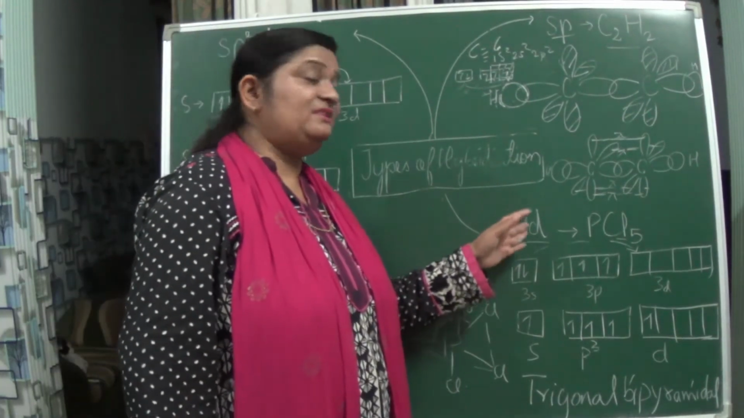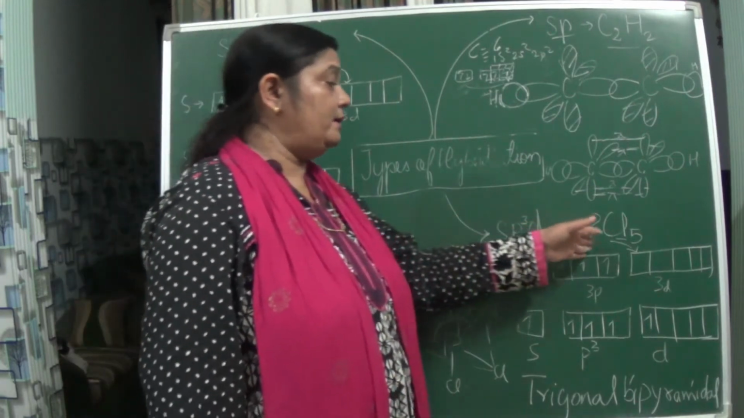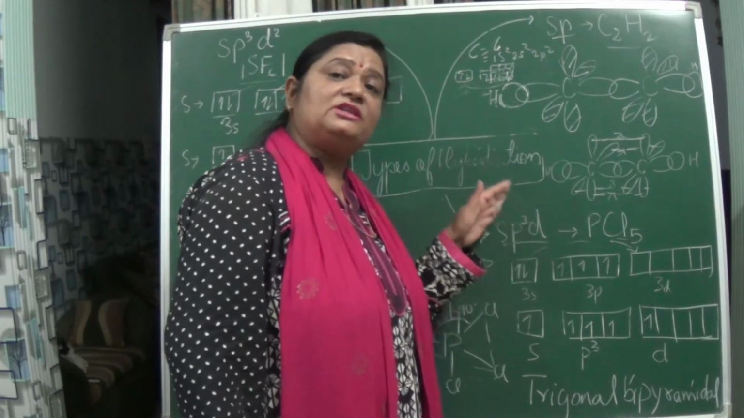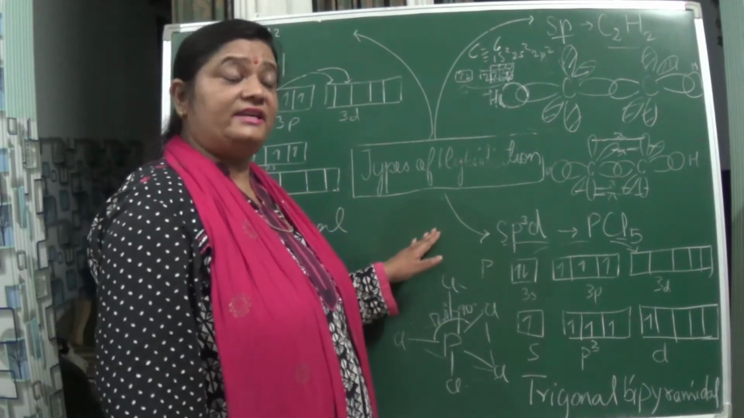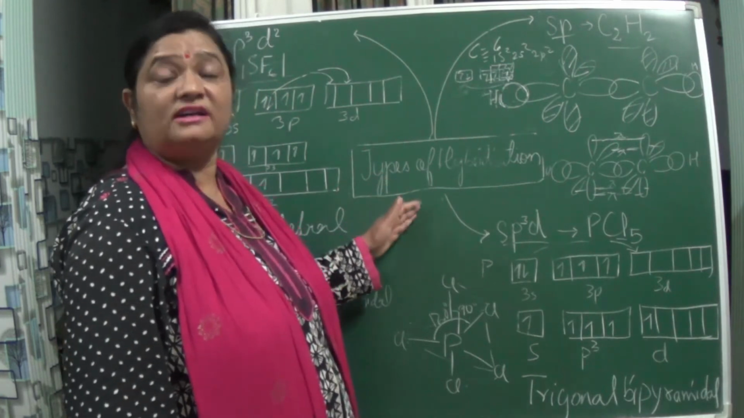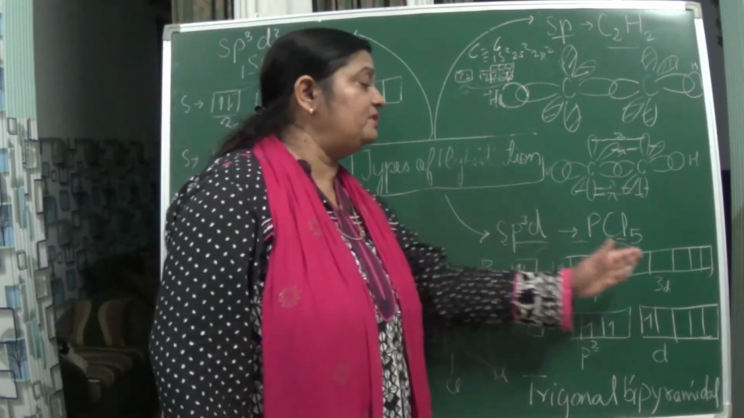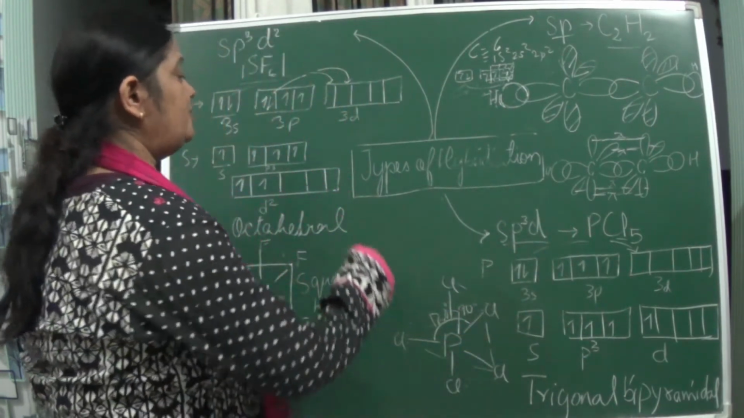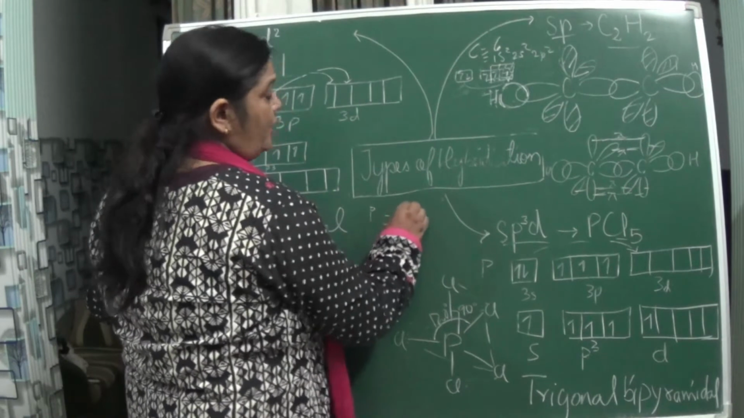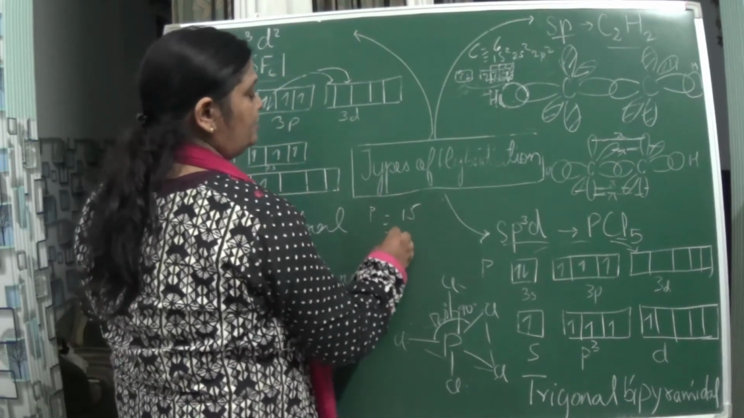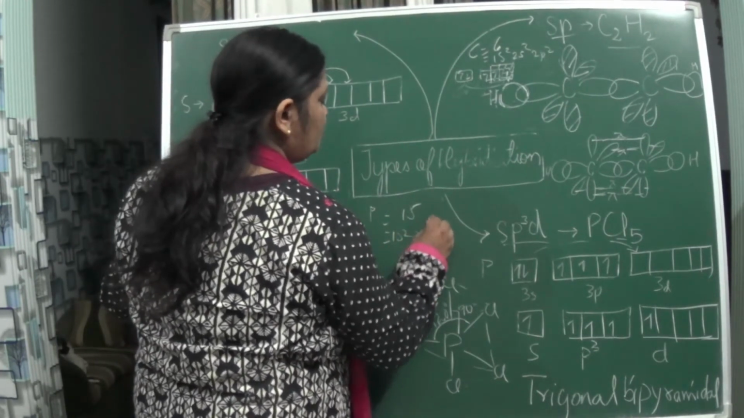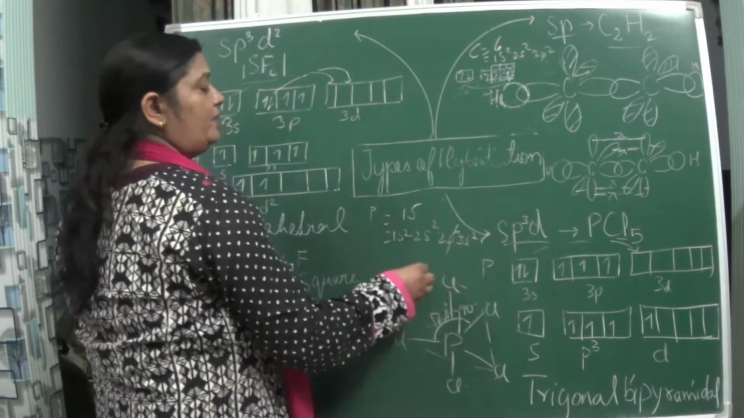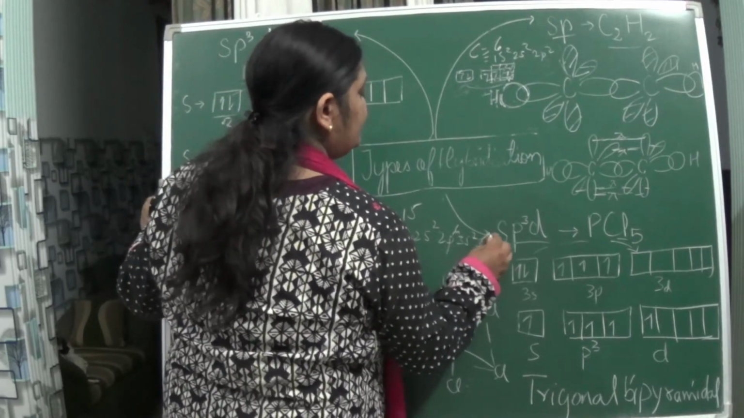Now coming to sp3d. What happens? We are taking here the example of PCl5. I am taking here sp3d, it means d orbitals are involved. Now we are saying that the electrons have entered the third shell also, because here d orbitals are present. If I take the example of phosphorus, do you remember the atomic number of phosphorus? It is 15. So come on, do the configuration: 1s2, 2s2, 2p6, 3s2, and 3p3.